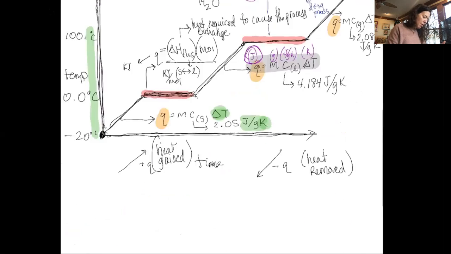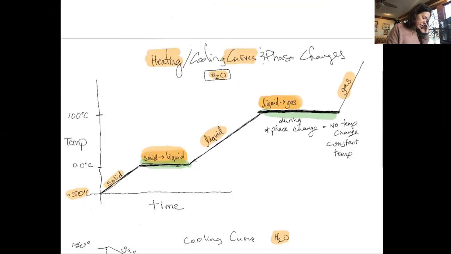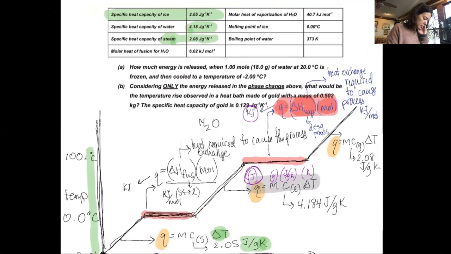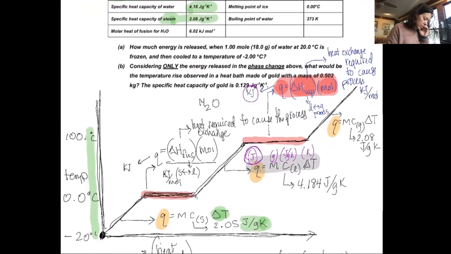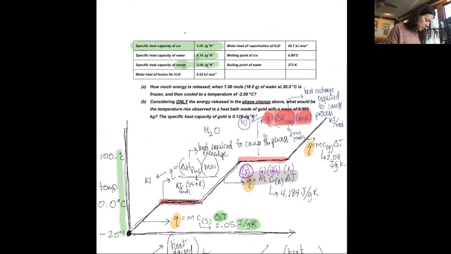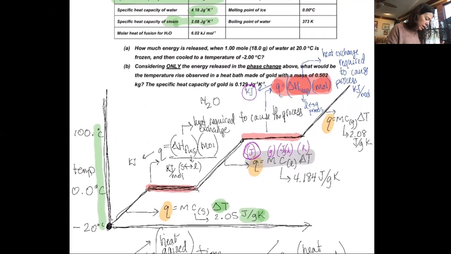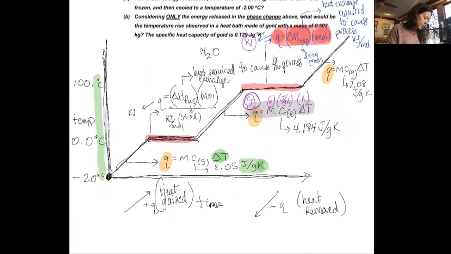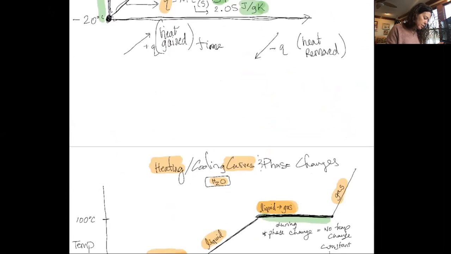Let's look at an example problem. I'm going to make up my own example problem. How much energy is released when 1 mole, 18 grams of water, at 20 degrees Celsius is frozen and then cooled to a temperature of -2 degrees Celsius? All right, so go ahead and get started. Pause, maybe.